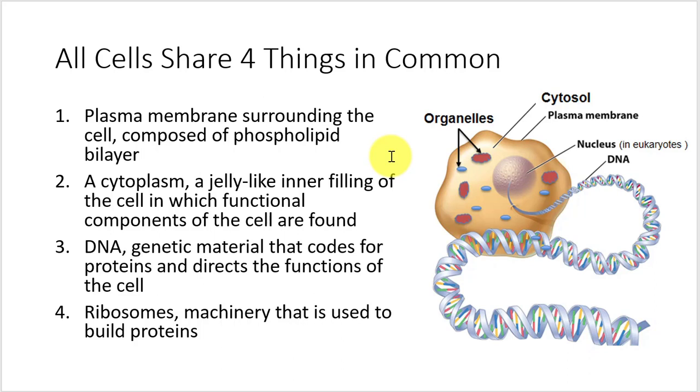All cells have DNA, genetic material that encodes instructions for how to build protein and other molecules and helps to direct the functions of the cell and give each cell its unique properties. And ribosomes. All cells have ribosomes, which are specific cell machinery parts that are used to build proteins based on instructions that they receive from the DNA.